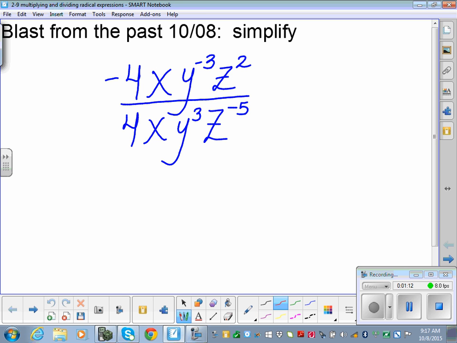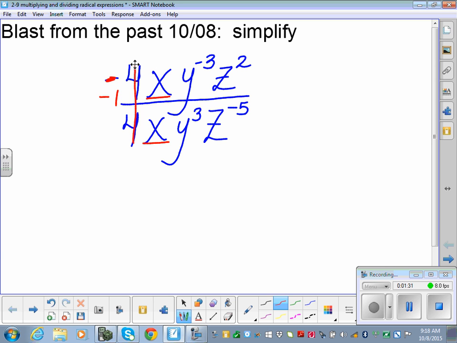Now I just said it doesn't work with numbers. You just divide your numbers. What's 4 divided by 4? 1. What's negative 4 divided by 4? Negative 1. So those divide out and become negative 1. Questions on that?